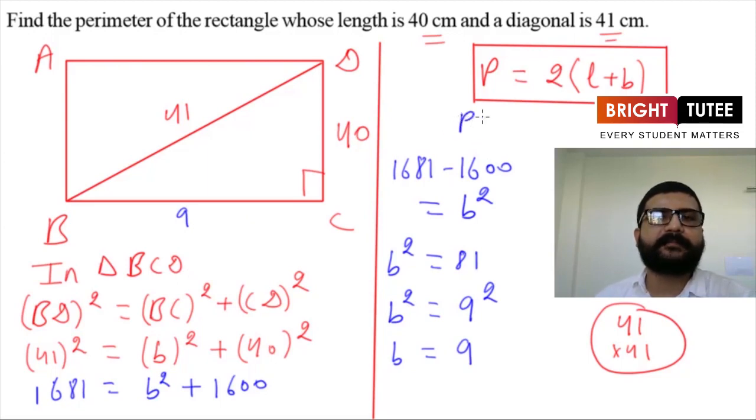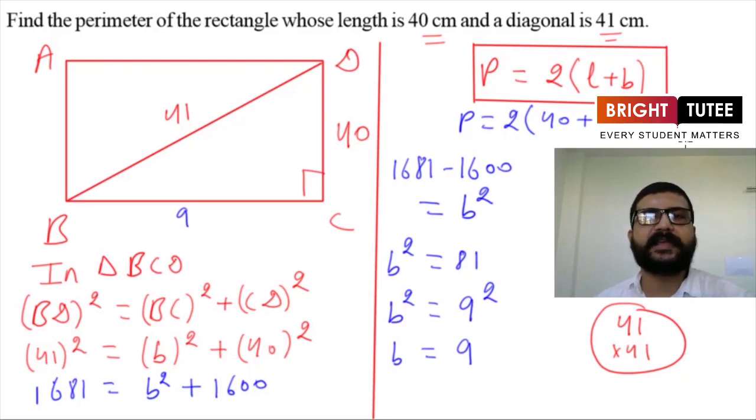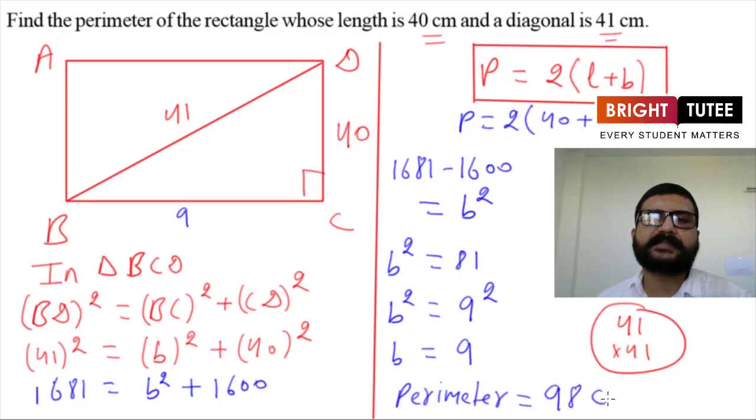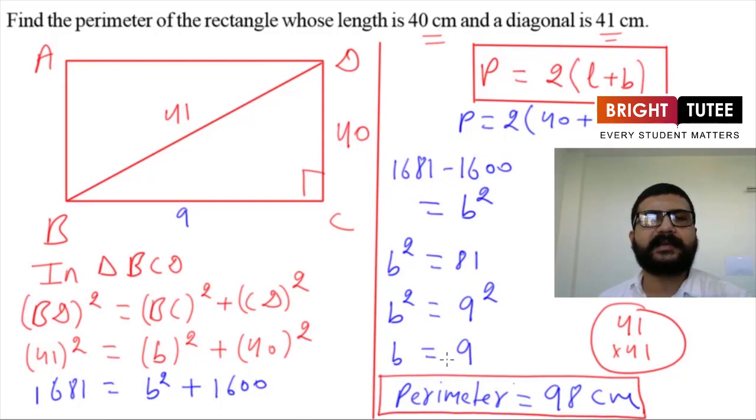So what will be the perimeter? Perimeter will be equal to 2 into L, which was 40, plus breadth, which is 9. Now 40 plus 9 will be 49. So finally perimeter will be equal to 2 into 49. Now what is 2 into 49? It will be 98. Hence the perimeter is equal to 98 centimeters. So the final answer of this question will be 98 centimeters. This is the perimeter of the rectangle ABCD.